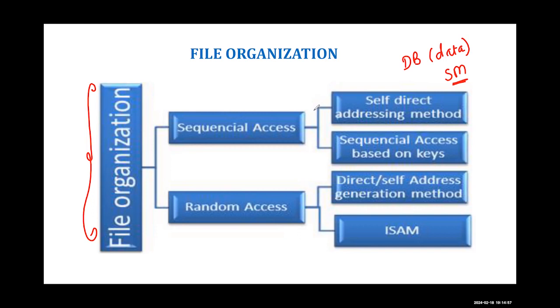So as you can see in the diagram, file organization can be divided into sequential access and random access, which is basically depending on how we are going to access the file. Sequential access is again divided into the self-direct addressing method, and also sequential access based on the keys. We are going to see in detail the meaning of these two different types of sequential access. Similarly, if I am accessing data from the file randomly, then it can be divided into direct, self-address generation method, or ISAM. Okay, so let us go ahead and see them one by one.